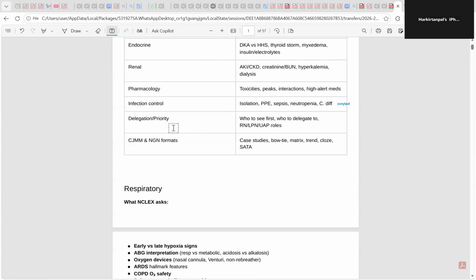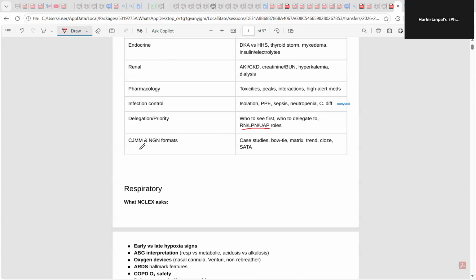And in delegation and priority, the question is which patient we need to see first, or which duty can be delegated to the UAP, to the LPN, or which duties are related to the registered nurses. Because this is very important, you will get at least two questions from this delegation.